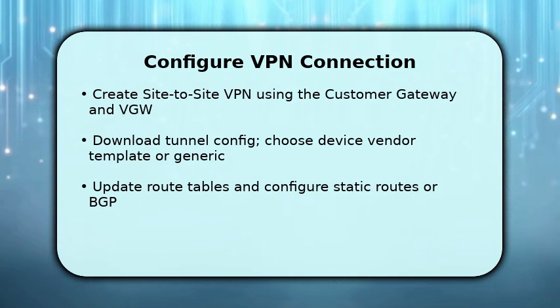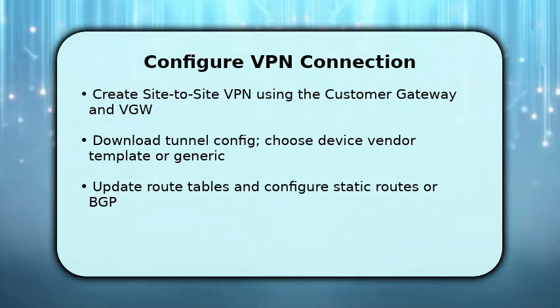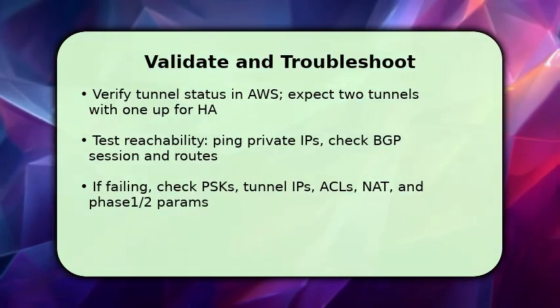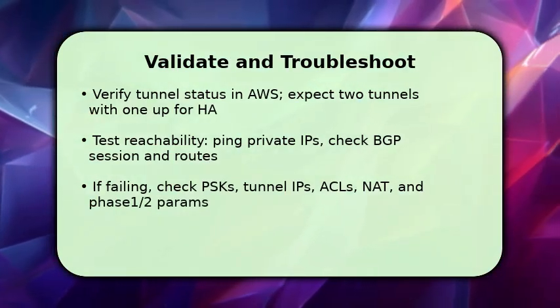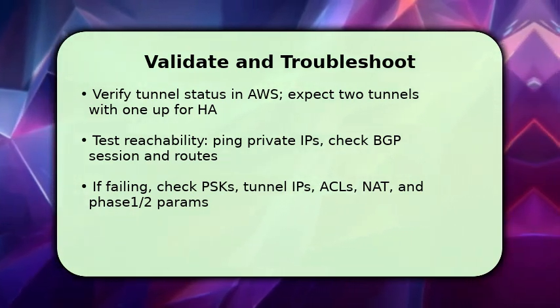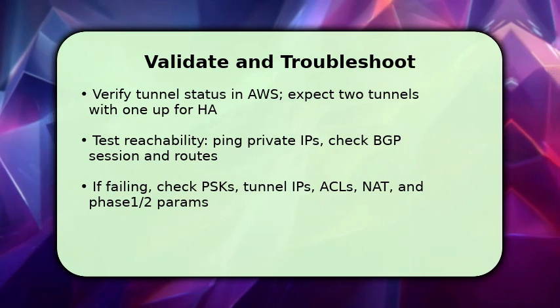Finally, validate connectivity by checking both VPN tunnels in the AWS console. At least one tunnel should be up for high availability. Test reachability by pinging private addresses across the tunnel and confirm BGP sessions and route propagation if using dynamic routing.